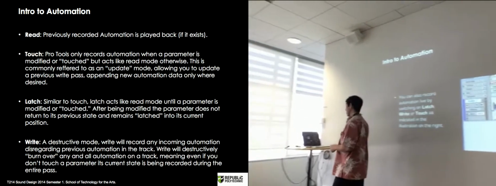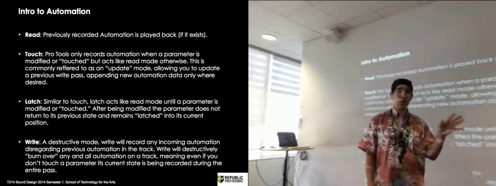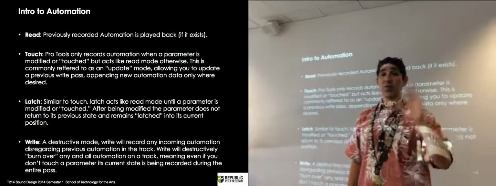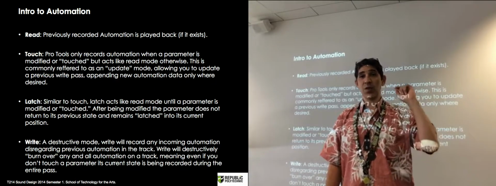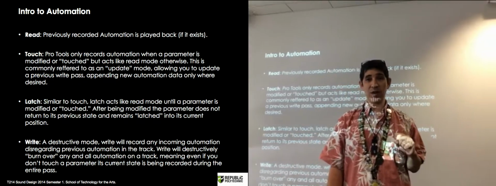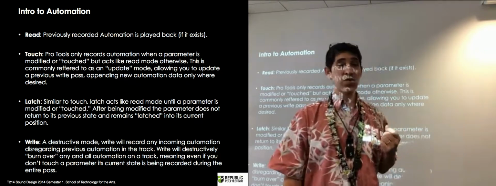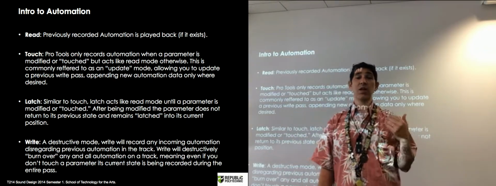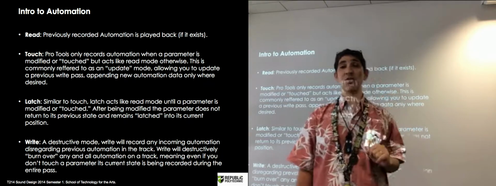There's a few modes here for this, and the first is read. Reading, of course, just reads the automation that's there. That doesn't do anything. Touch is when it records automation only when the parameter is being modified or touched. But other than that, it just reads. So if there's automation already there, it will read all of that. As soon as you stop, it goes back to normal.